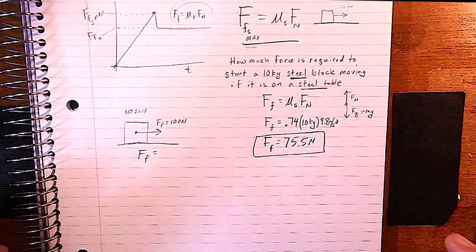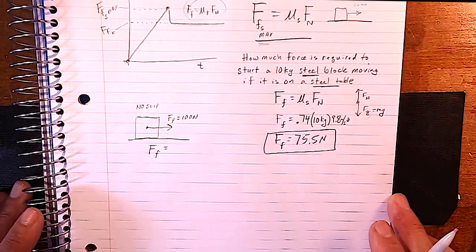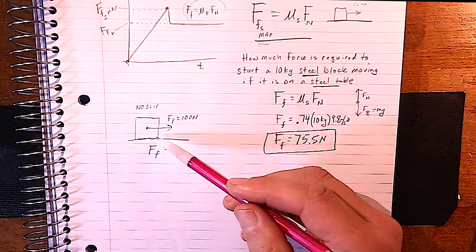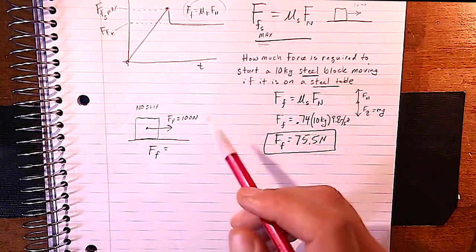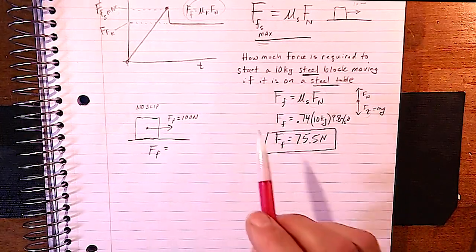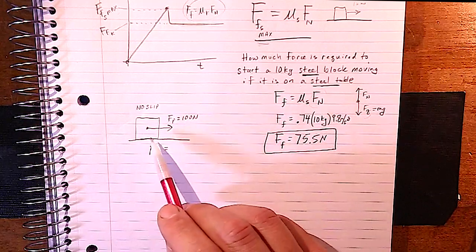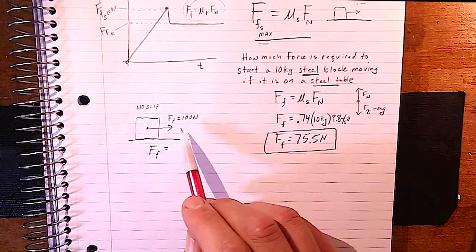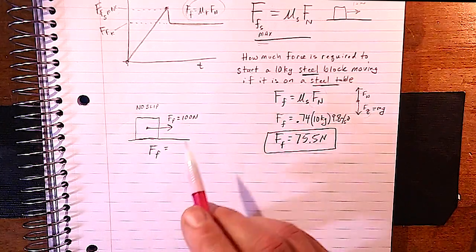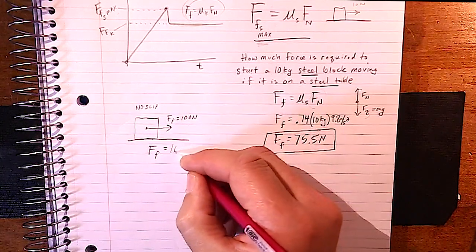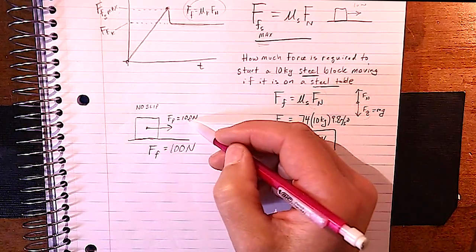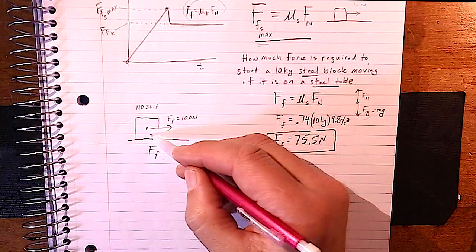So, how else can you get tricked by this question? What if they give you a block that's sitting on a table just like the one that we just did, but they don't give you any of that information, and all they say is that the block doesn't move and that the force pulling on it is 100 newtons? Then what's the force of friction? The answer is 100 newtons. The force of friction has to be equal to the pull because there's no acceleration.